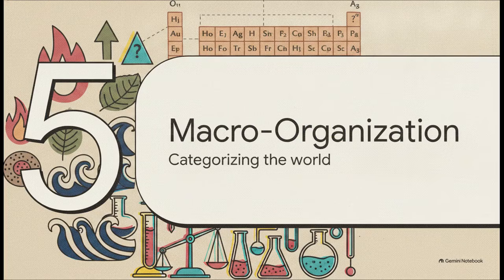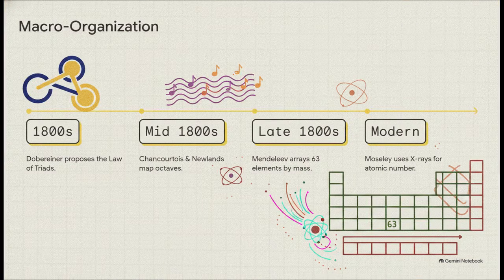Part 5. Quest for Macro-Organization. So, we've completely mapped the micro level. Let's zoom all the way out. Long before we knew anything about quantum addresses, how did scientists historically try to categorize the massive variety of elements they were discovering? The evolution of our macro-organization is a super fascinating timeline of trial and error.